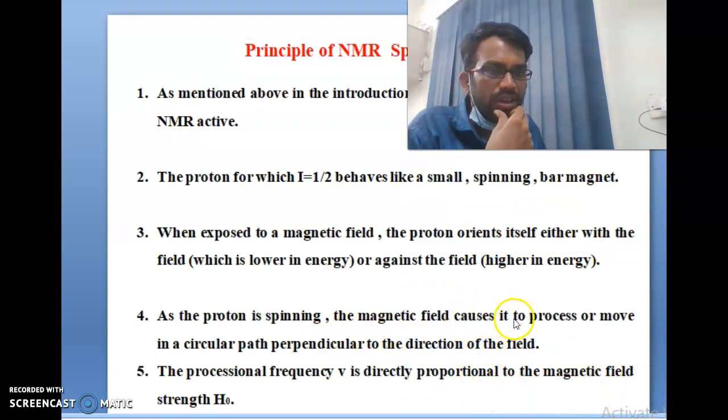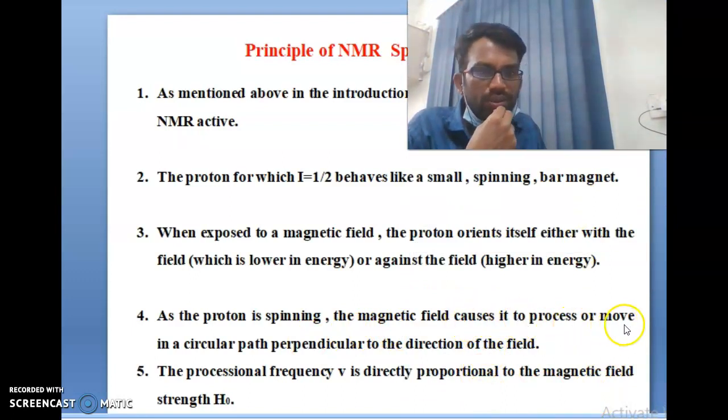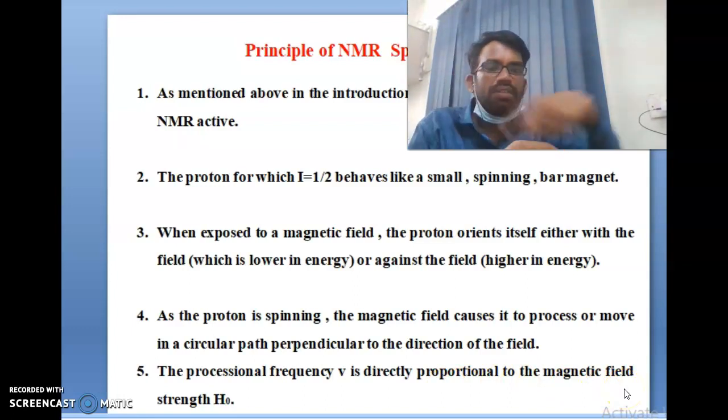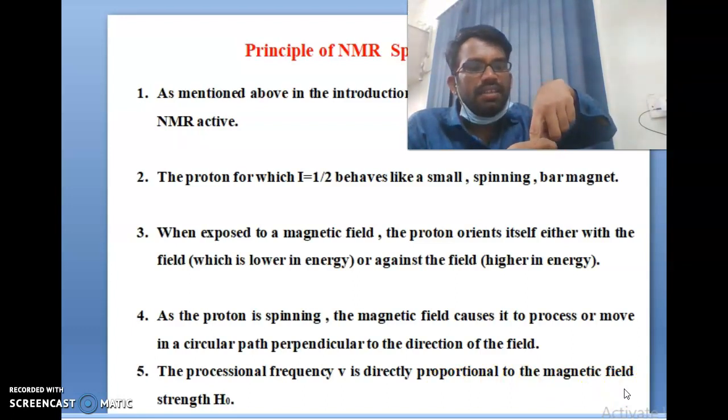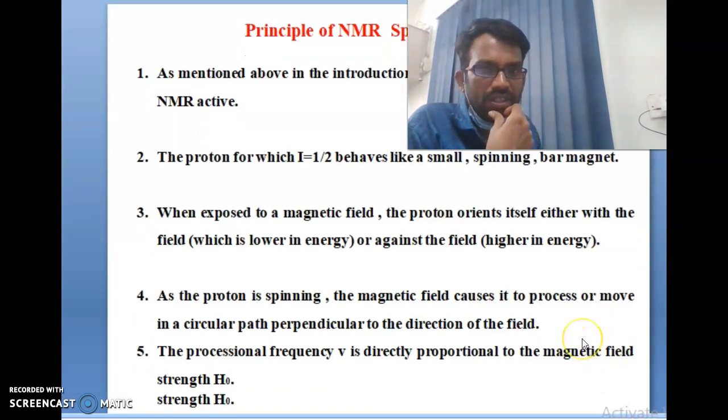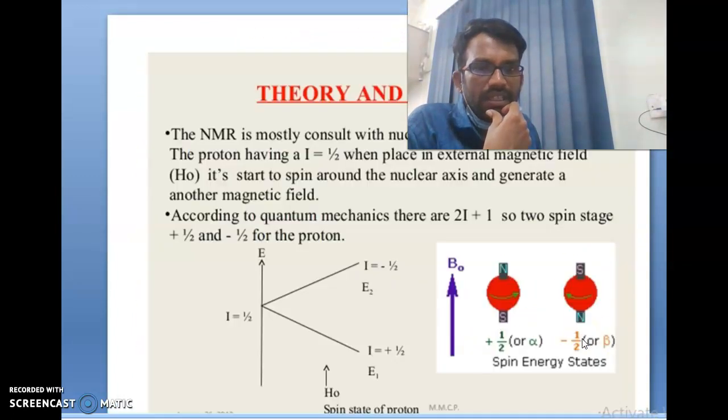The magnetic field causes the nucleus to precess, moving in a circular path perpendicular to the direction of the magnetic field. The precessional frequency ν is directly proportional to the magnetic field strength H naught. So the precessional frequency is directly proportional to the magnetic field. You can see this on the next slide.